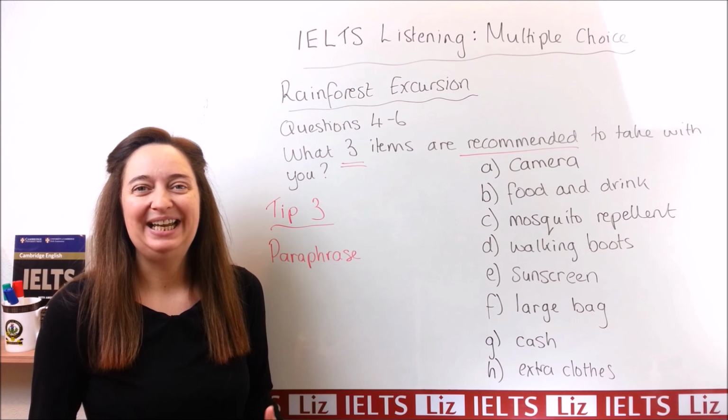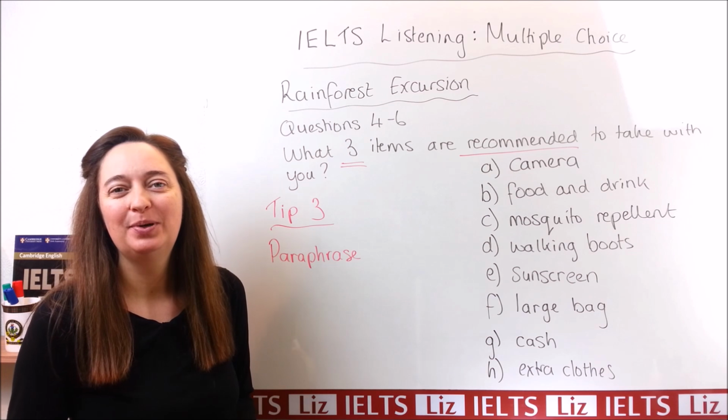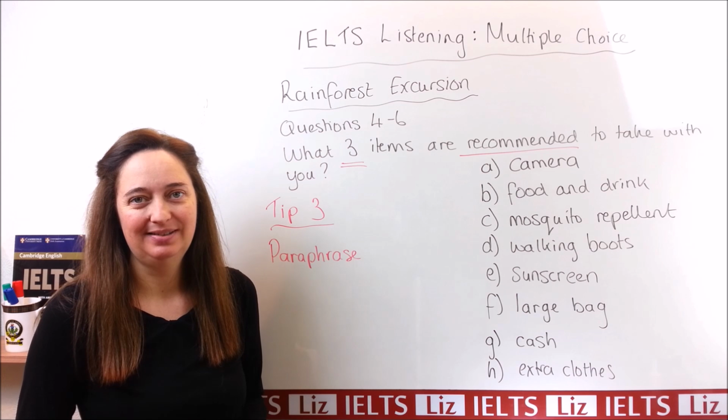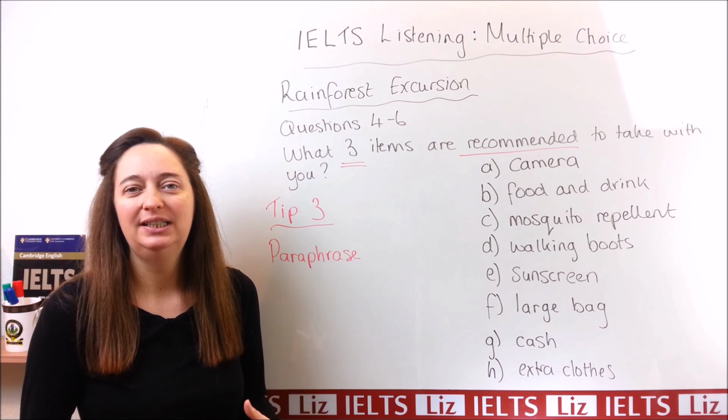The third tip is paraphrase. This is a very important tip for many IELTS questions. And paraphrase means to find another word with the same meaning. So the more paraphrasing that you can do, the better your IELTS will be.